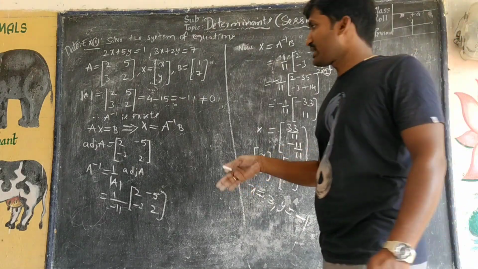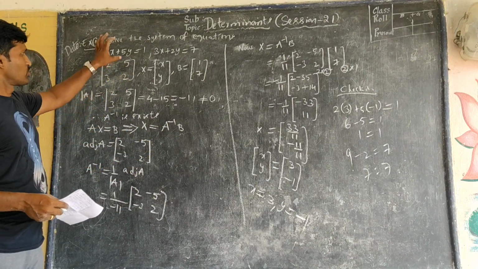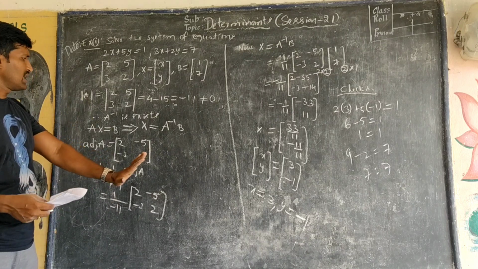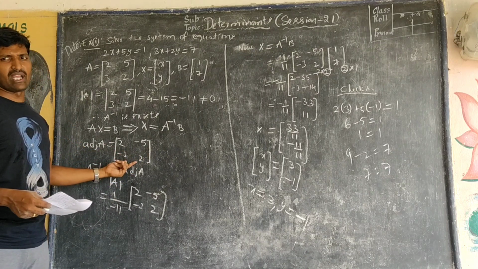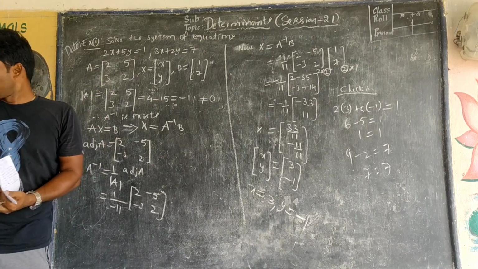Correct only. That's how we do it for a 2 by 2 matrix, where 2 equations with 2 variables are given. 3 by 3 is also the same method only. But to get adjoint A directly, we want to find the cofactors. Then only we get it.